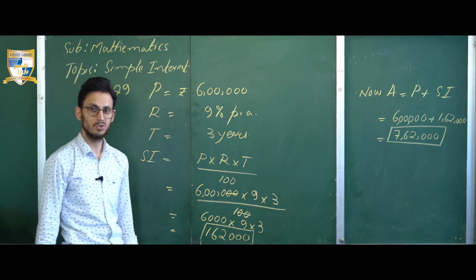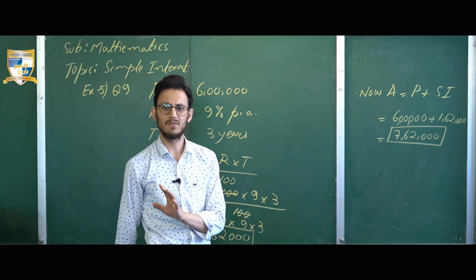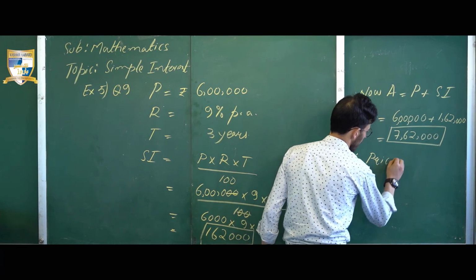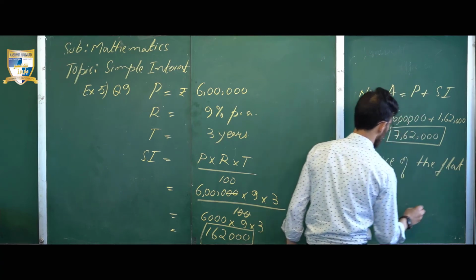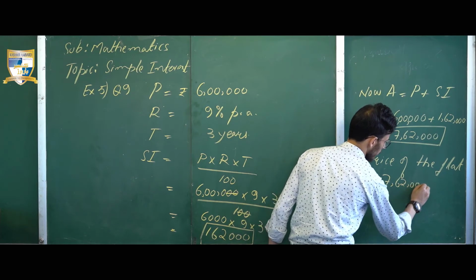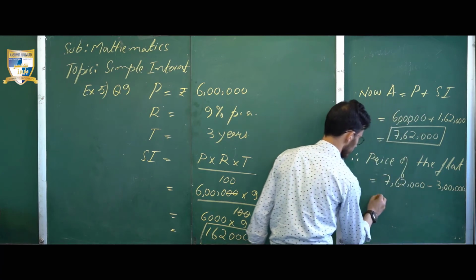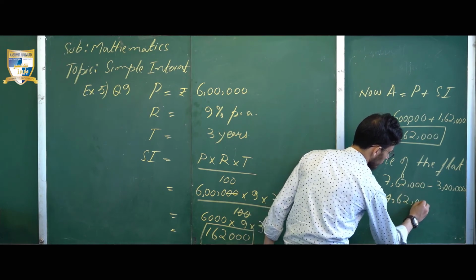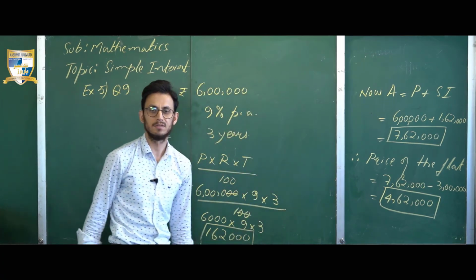7,62,000. But what he is doing, he is giving only 3 lakh and the rest of the money is the price of the flat. So therefore, price of the flat is equivalent to 7,62,000 minus 3 lakh, because he is paying 3 lakh in cash. After subtracting, you will come to know the price of the flat. Means the price of the flat will be equivalent to 4,62,000.